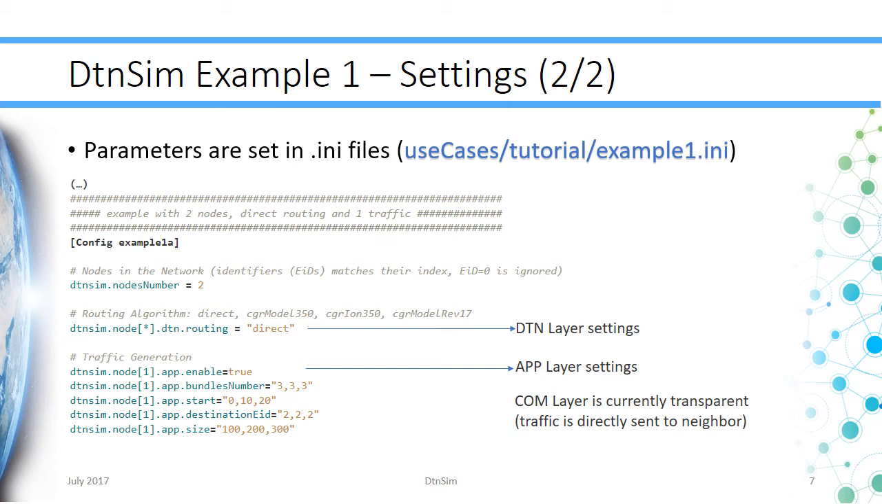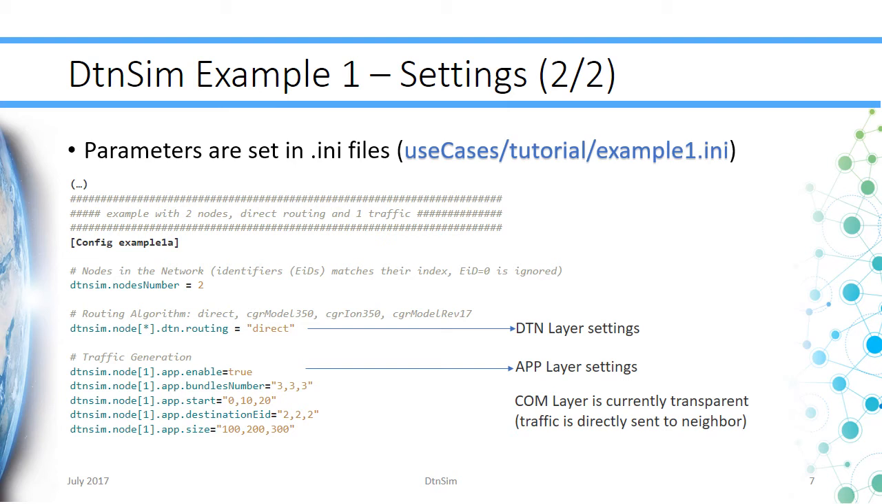On the application layer settings, we will first of all enable the traffic generation, which is basically enabling the application layer. And then we can configure bundle numbers, start time, destination endpoint ID, and size of the packets or bundles that we're going to send. Bundles are essentially packets in the DTN protocols.